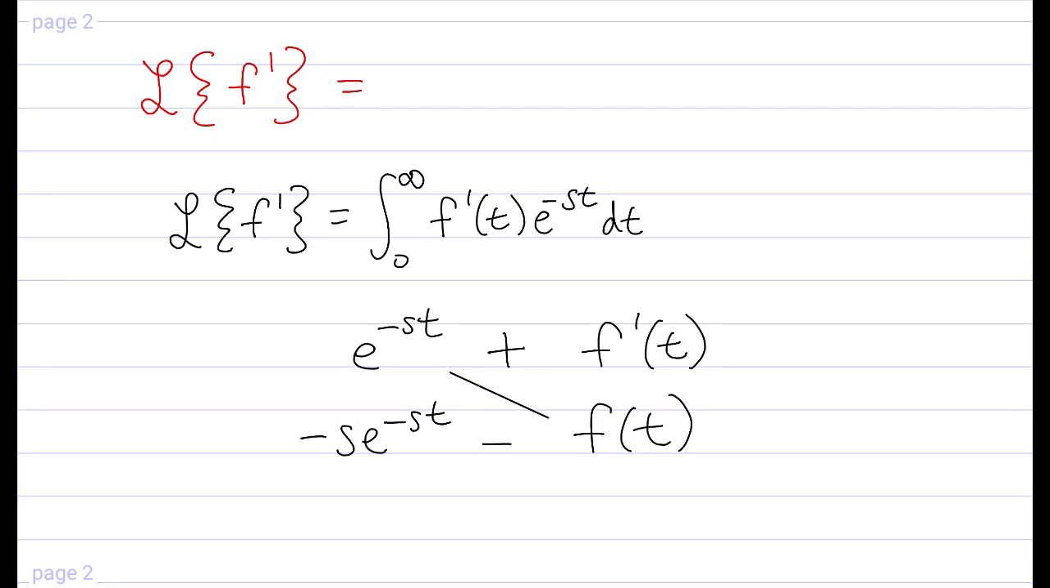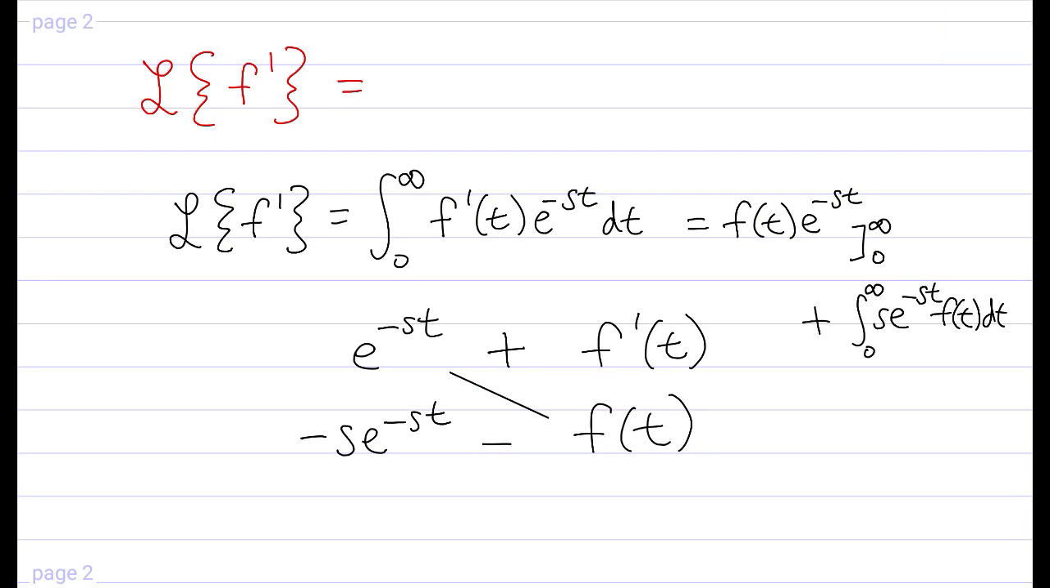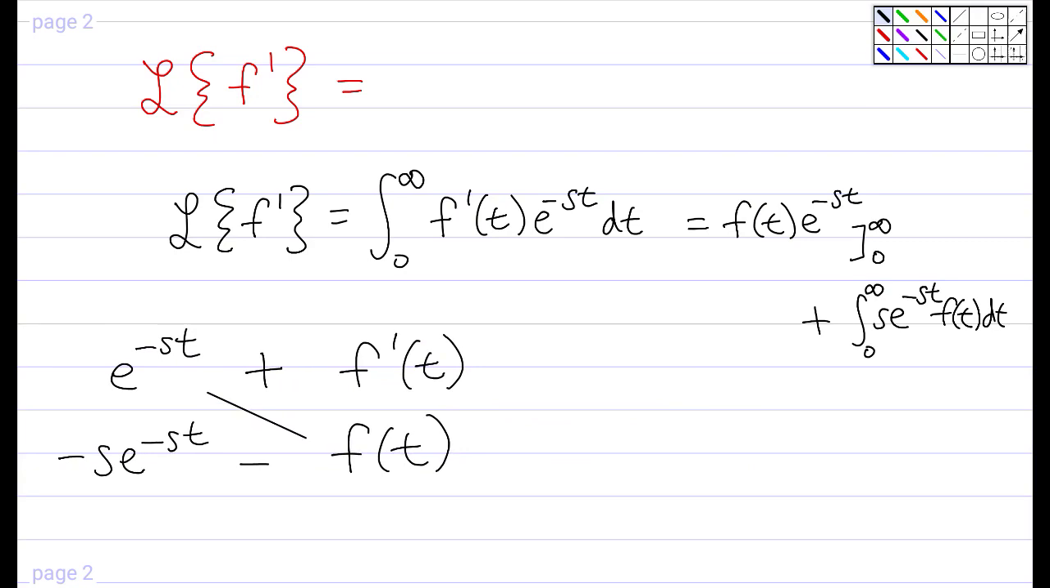Okay, what do I get? I get f of t e to the minus st evaluated from infinity to 0 plus the integral of s e to the minus st f of t dt from 0 to infinity. Okay, I'm going to give myself a little more room here. All right, let's look at what we have so far. Let's take this to start with.